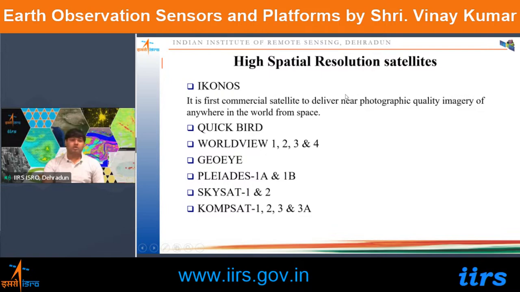Then coming to the high spatial resolution satellites from different countries. The first commercial satellite which gave near photographic quality images of anywhere in the world from space was IKONOS. Then QuickBird, WorldView 1, 2, 3, and 4. WorldView 3 and 4 are providing the very highest spatial resolution. GeoEye images are also providing around 40 centimeter resolution. KOMPSAT is from Korea, so they are also providing very high spatial resolution data sets.